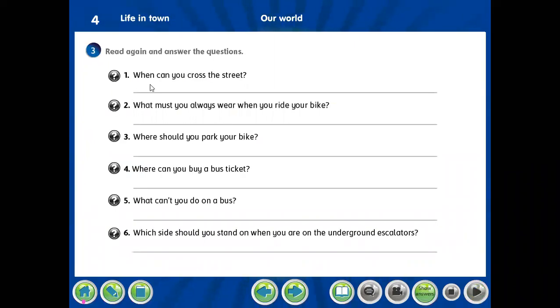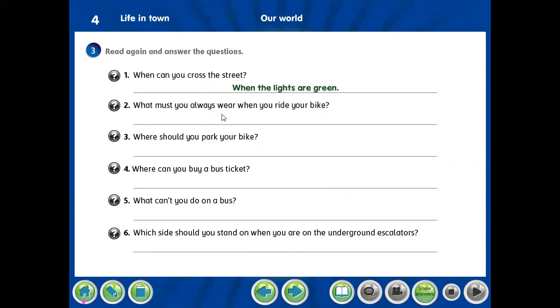Answer these questions. When can you cross the street? When? Make a sentence, please, okay? You can use your article. When the light is in green. When the traffic lights are in color green. Are in color green, is in green. Very good, very good. Thank you. But the rest, please, the same in your books, okay?